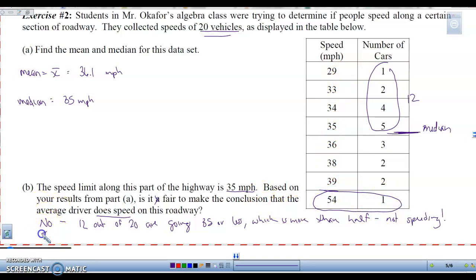So the mean is above 35 because of the one person driving 54. What that does is it throws off the mean, or the average speed. So this is called an outlier. We'll talk more about that in just a few minutes. So that is an outlier.